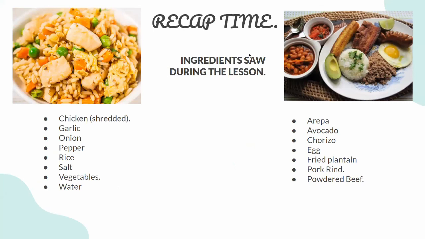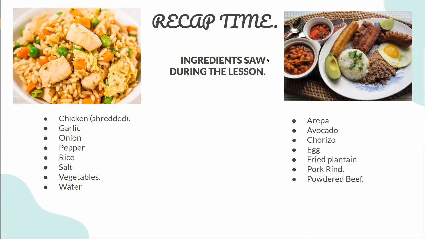And now, in order to do the recap, here we have the main ingredients. So here we have the vocabulary we saw during the lesson. So first we have chicken, shredded. Remember that shredded means like desmechado. We got garlic, onion, pepper, rice, salt, vegetables, and water. All those ingredients are what you need to prepare some chicken rice. And then on the side of the bandeja paisa, we have seen some words like arepa, avocado, chorizo, egg or fried egg, fried plantain, pork rind, and powdered beef. Remember that powdered beef is this one right here. Okay, so those are the words related to the ingredients.